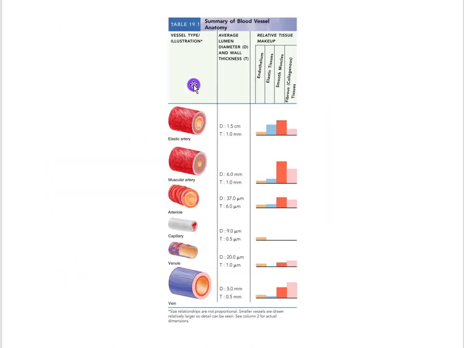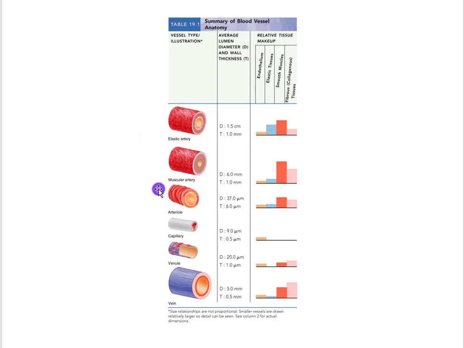There are different types of blood vessel. With respect to arteries and veins, we have elastic arteries and muscular arteries, and we'll see that the makeup is a little bit different. If you look at the relative tissue makeup of endothelial tissue versus elastic tissue versus smooth muscle versus fibrous connective tissue, the overall distribution of tissues within these blood vessel walls is a little bit different. I don't need you to memorize that. I don't need you to know the difference between elastic arteries and muscular arteries.